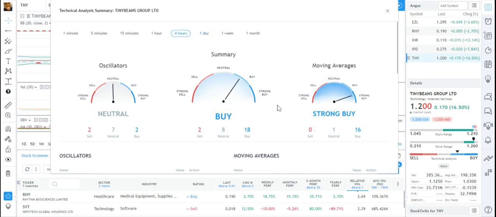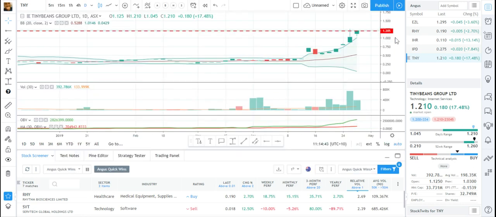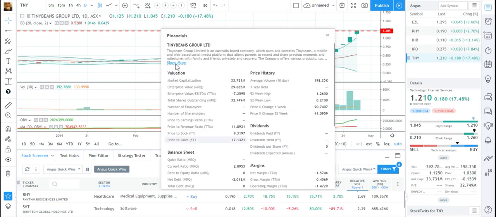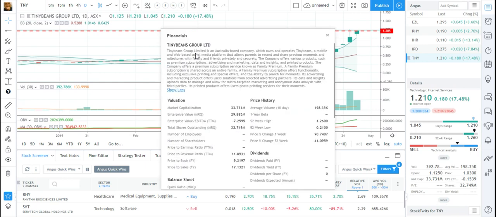You can look at different time periods, and you can see that if I move across, it's fairly consistently a buy. It's still a buy on the 15-minute, and still a buy on the 5-minute, so it's quite a good looking stock at this stage. I'll then go down here. I can click on more, and it tells me a little about what it is. Tiny Beans is an Australian-based company, owns and operates a mobile web-based social media platform, blah, blah, blah.